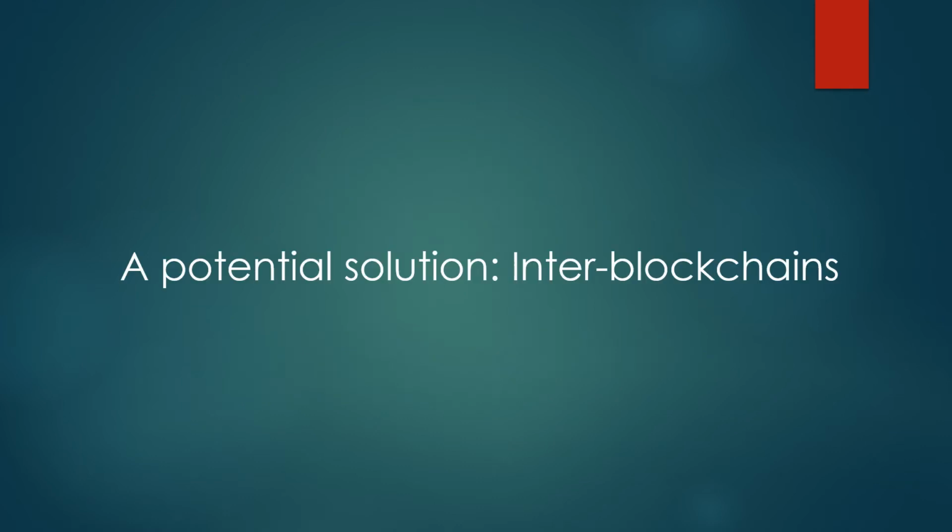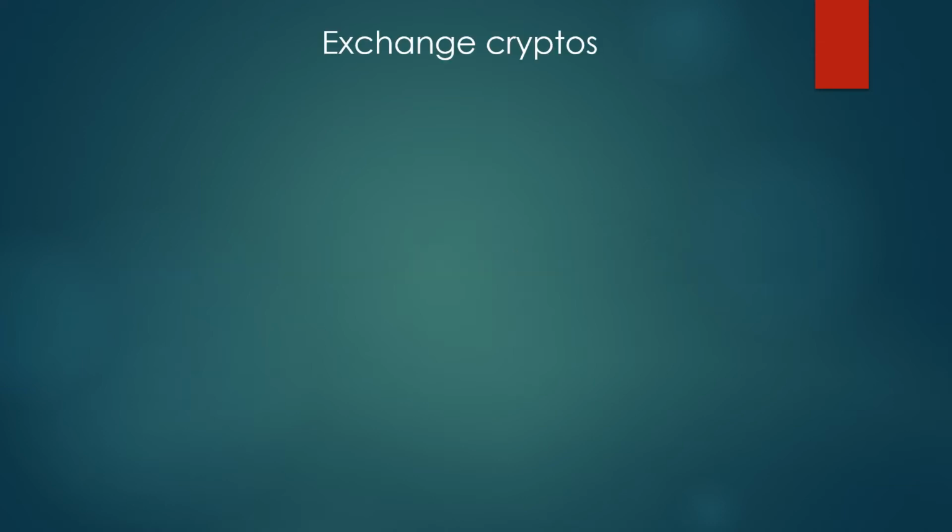So as a potential solution, interblockchains. So now we'll go into the details of the different interblockchain mechanisms, and we'll start with the exchange of cryptos. So let's imagine this scenario. We have Joe who wants to exchange 1 Bitcoin for 13 EOS tokens.